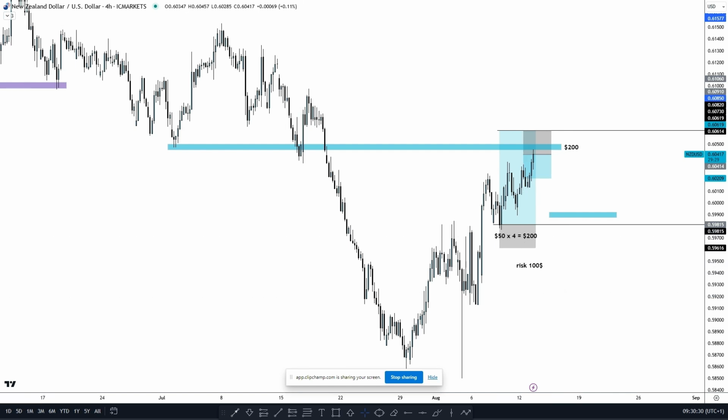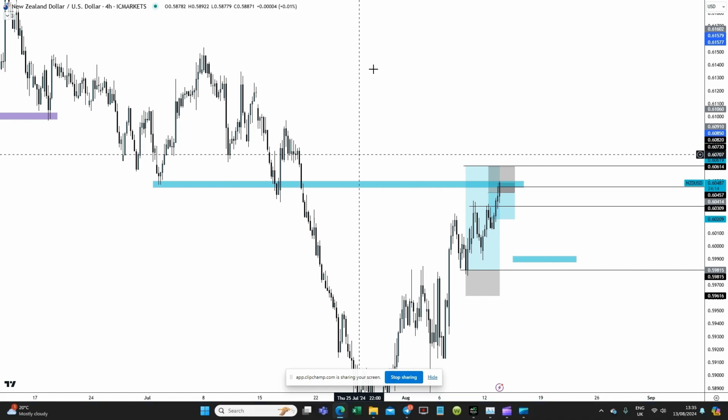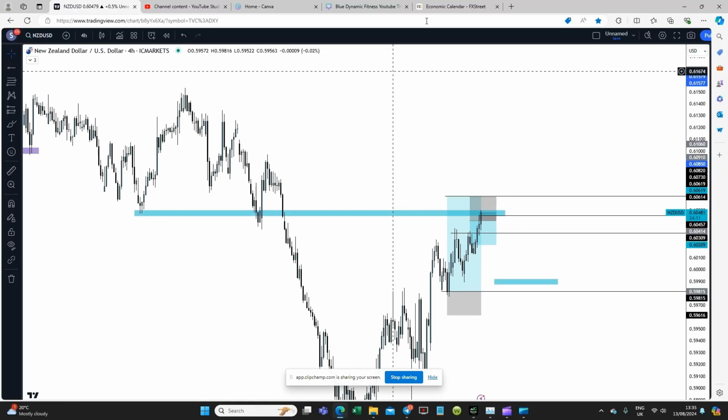So as mentioned, I've shown you I'm in the position now. This is what we're looking at, and I will update you as and when something develops. A quick afternoon update now on New Zealand dollar, US dollar. You can see prices in a slight bit of drawdown. We've just had news come out for the dollar. It was the PPI news.